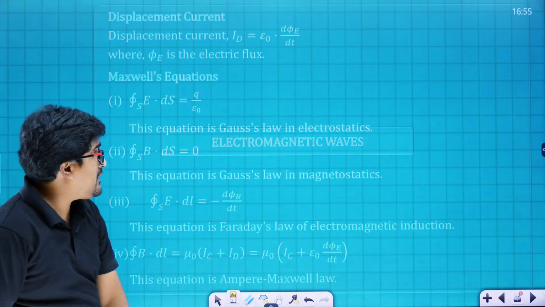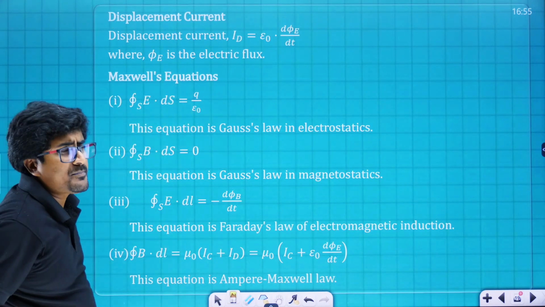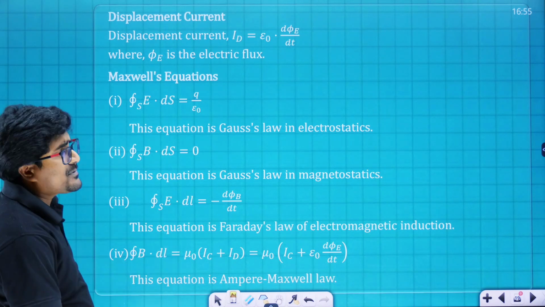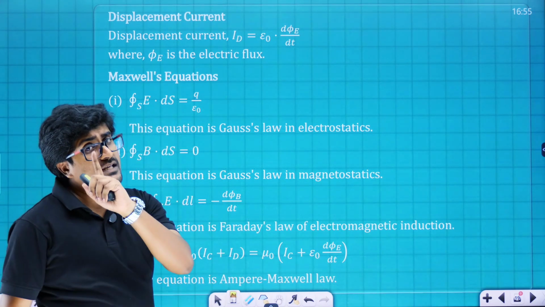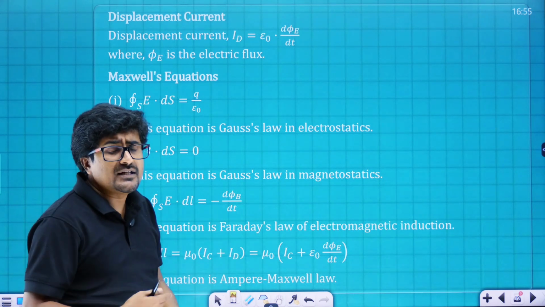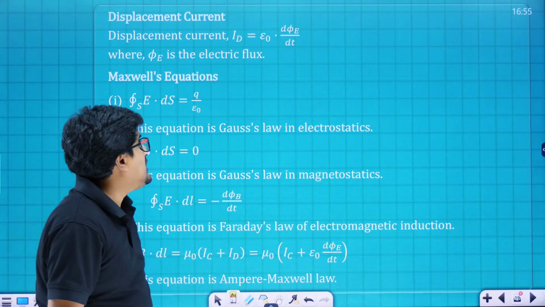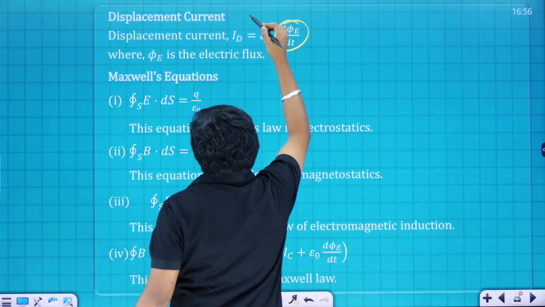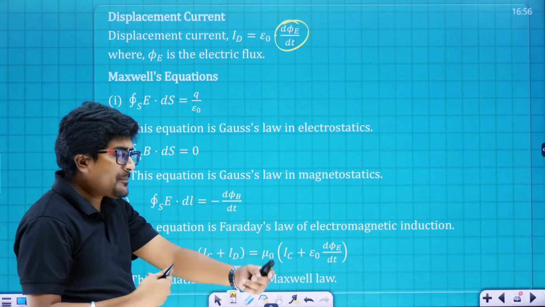Next is electromagnetic waves. It's a very, very small chapter. Equations are very few. First one is displacement current. Displacement current is epsilon naught times d phi_E by dt, where phi_E is the electric flux between the two capacitor plates. And d phi_E by dt is the rate of change of electric flux between the capacitor plates.